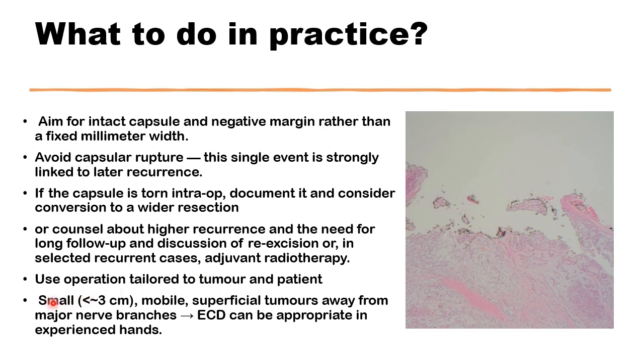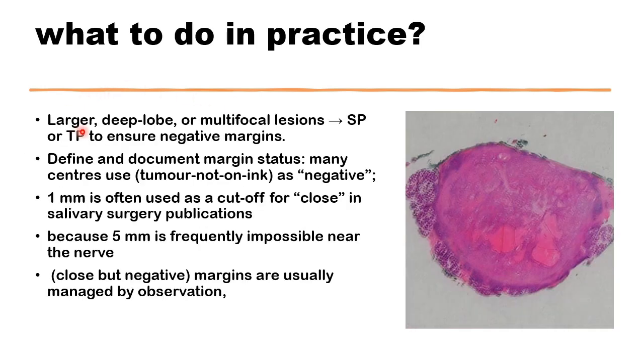The other factor is that for smaller tumors, less than 3 centimeters, that are mobile in the superficial lobe and away from the major nerve branches, extracapsular dissection can be an appropriate choice, followed, if needed, by partial superficial parotidectomy. Larger tumors may require a formal superficial parotidectomy, and if they affect the deep lobe or are multifocal, then a total parotidectomy may have to be carried out to ensure negative margins.